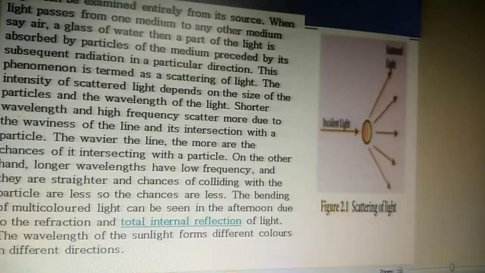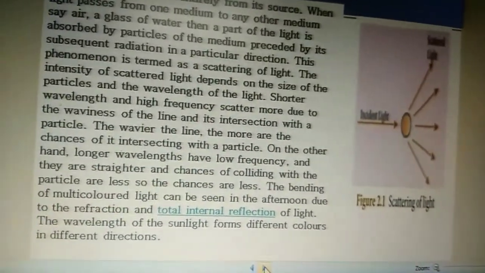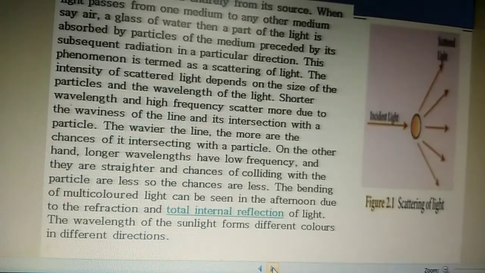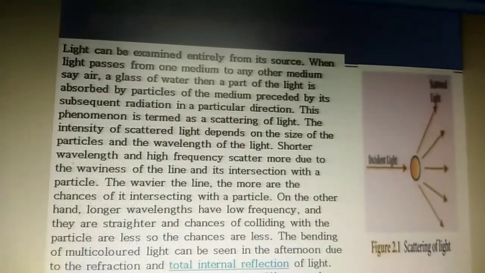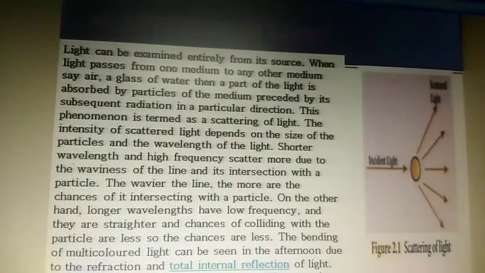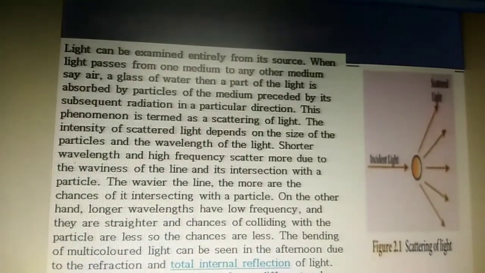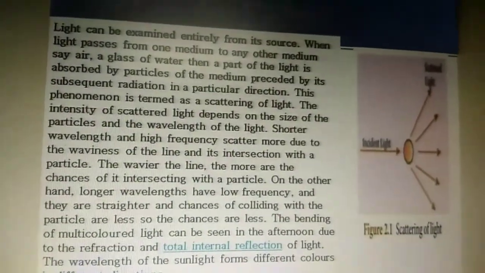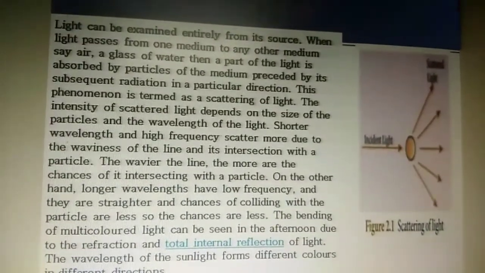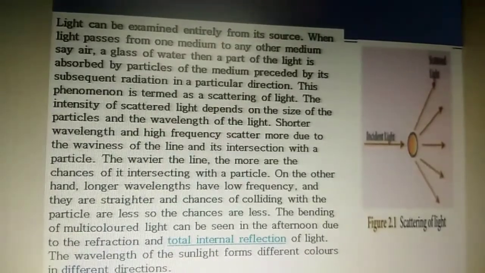The next phenomenon is scattering of light. This scattering of light depends upon the intensity of light. According to Rayleigh, the intensity of scattered light is directly proportional to 1 by lambda to the power of 4. Light passes from one medium to another medium, that is, from air to water or air to glass.